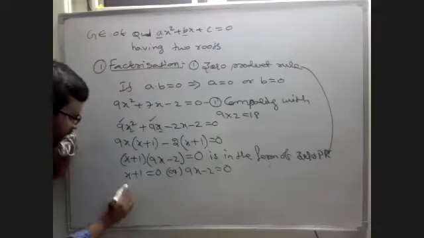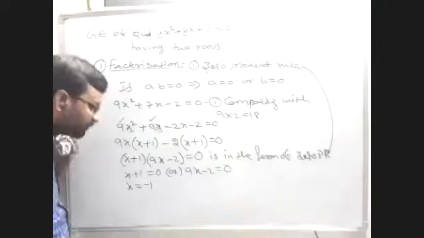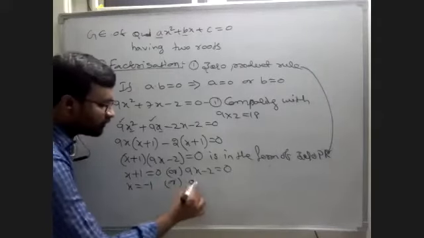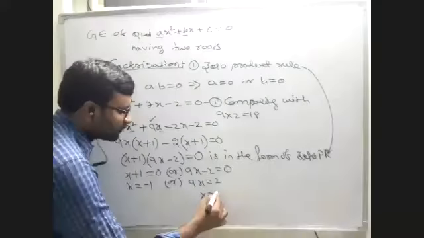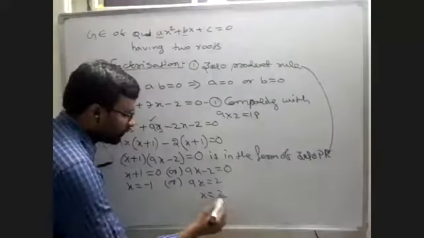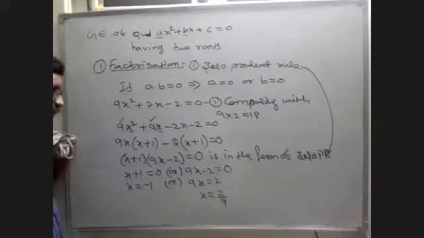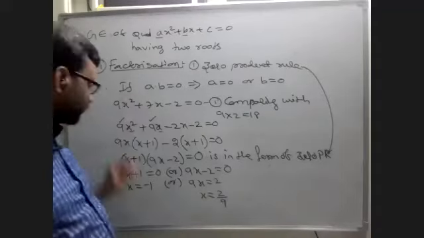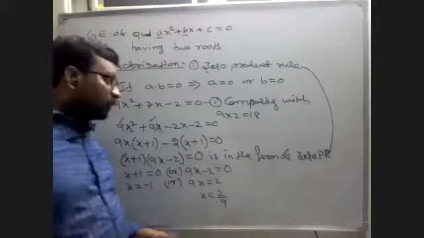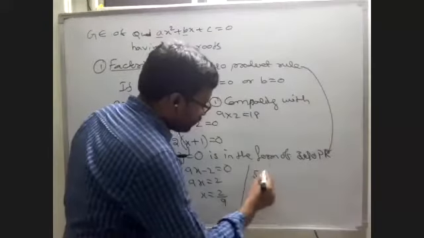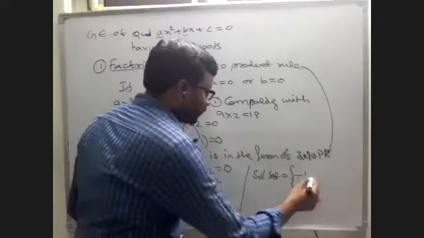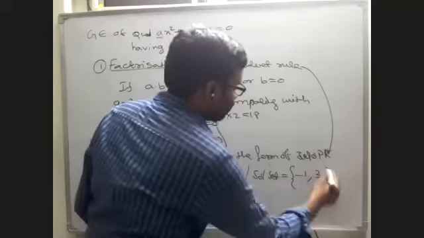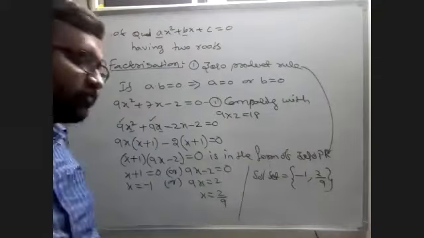Okay. Now we can write x is equal to minus 1, taking plus 1 to that side. Or 9x is equal to 2, taking 2 to that side. And x is equal to 2 by 9. Now the roots, the zeros, of this equation are minus 1 and 2 by 9. Therefore, the solution set is minus 1 comma 2 by 9. So this is by using the factorization method.